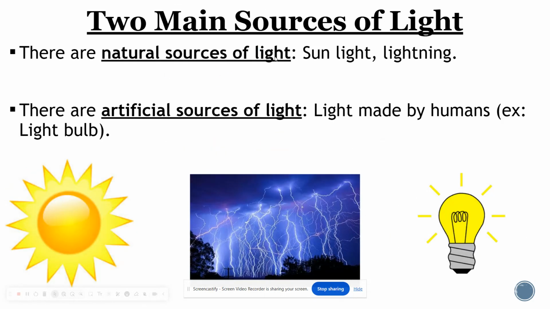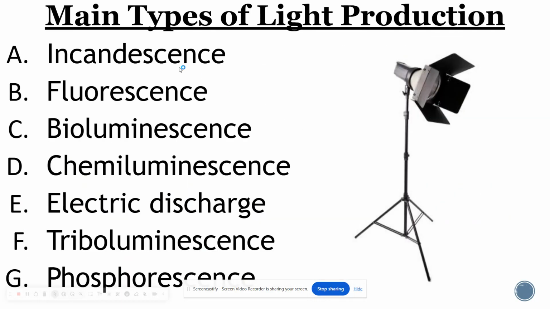In general, there's two main sources of light. There's natural sources of light and artificial sources of light. Natural sources of light are things that exist in nature, like sunlight or light from other stars, lightning. Artificial sources is light made by humans. So for example, a light bulb is an artificial source of light because it's made by humans. There's many ways you can produce light. We're going to discuss those many ways in this lesson. There's incandescence, fluorescence, bioluminescence, chemiluminescence, electric discharge, triboluminescence, and phosphorescence.